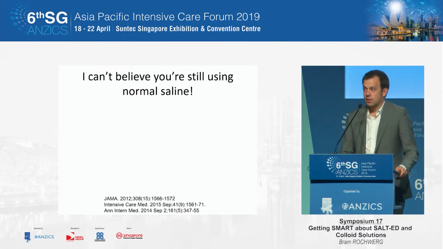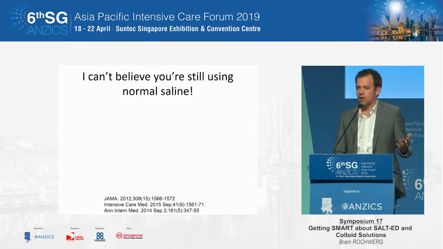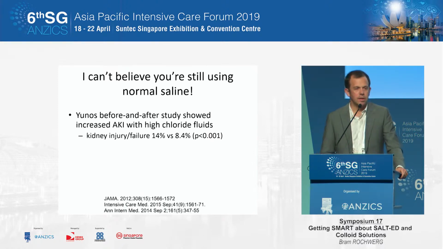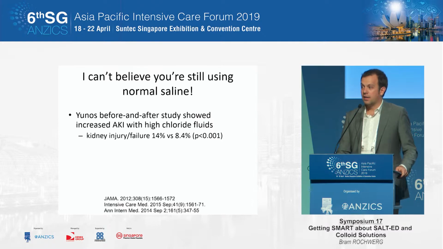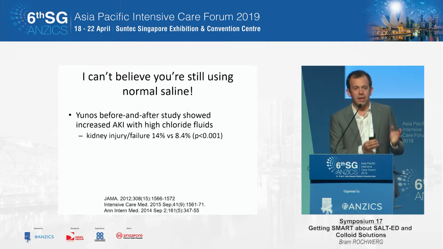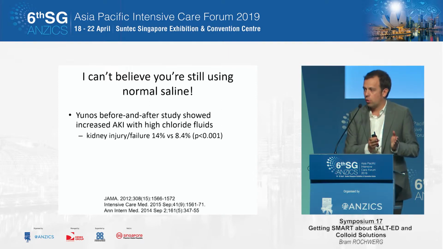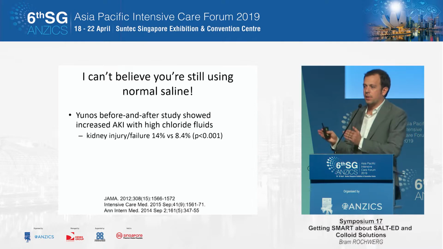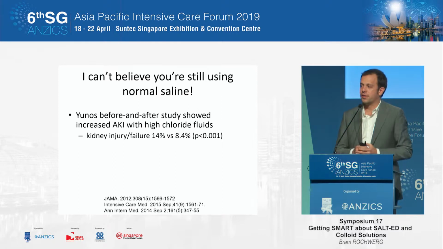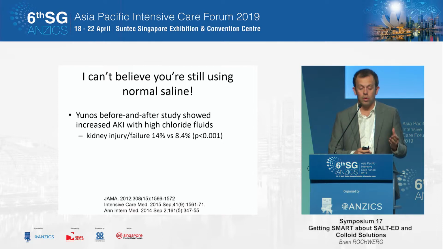The other school of thought, and probably the increasing school of thought, is the folks that say, I can't believe you're still using normal saline. And the evidence that these people will point to starts with probably the earliest data, again done in Australia, a before and after trial done by Yunos and colleagues, where they had a period of time where they only administered low chloride fluid, a washout, and then a period of time where they only administered high chloride fluid. It wasn't an RCT, it's a before and after design. And what they found was that in the low chloride fluid period, there were lower rates of acute kidney injury and acute renal failure by RIFLE criteria.